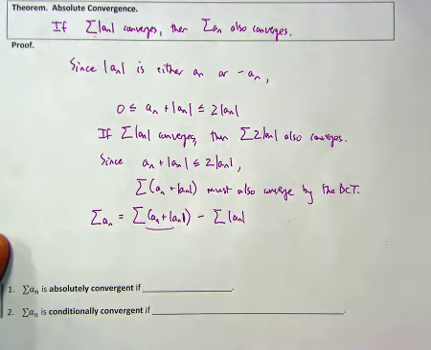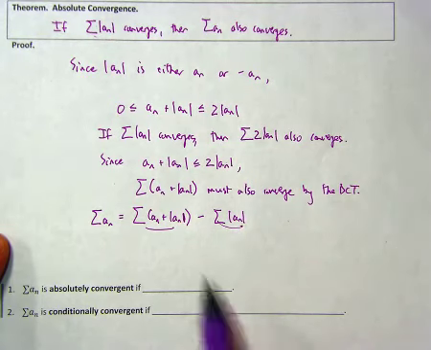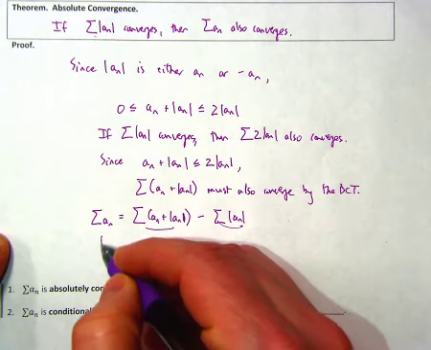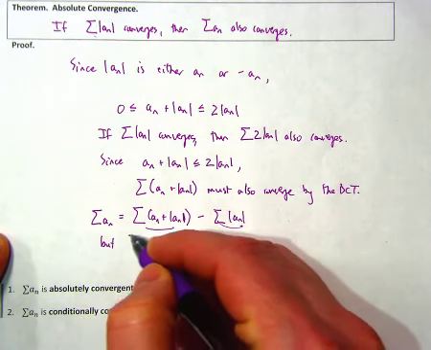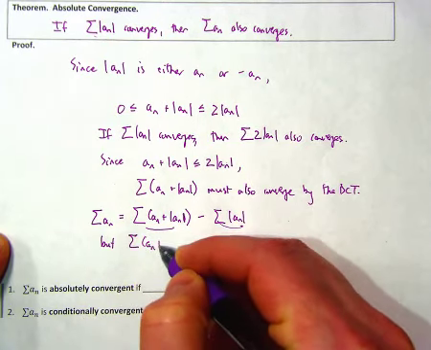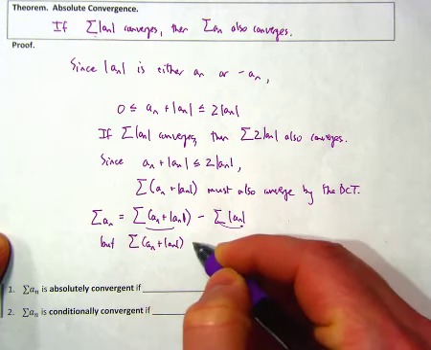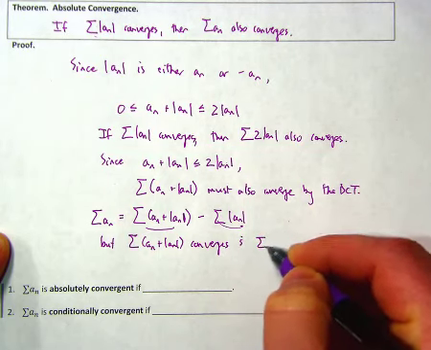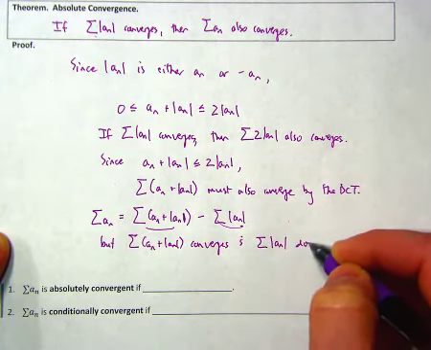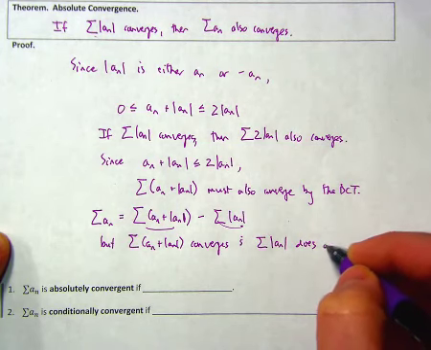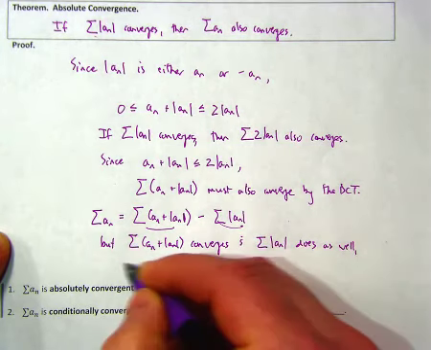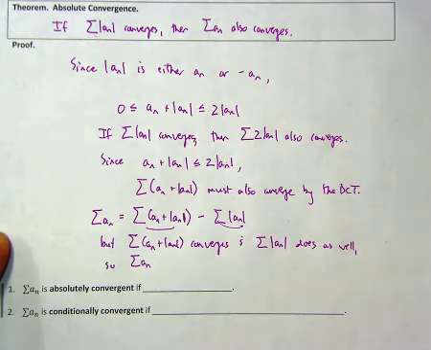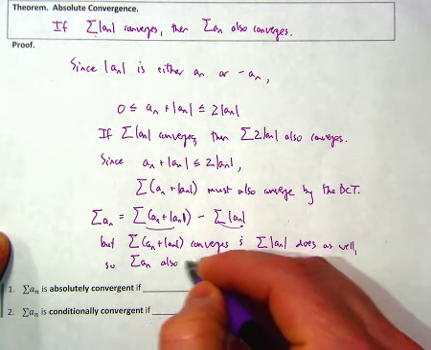But this one converges. We just said that. This one converges. So I'm subtracting two convergent series. This one has to also converge. So let me write that here: the a sub n plus the absolute value of a sub n series converges. And the absolute value series by itself does as well. So our series without the absolute value also converges.